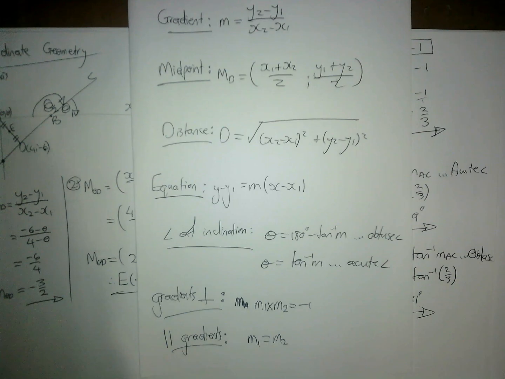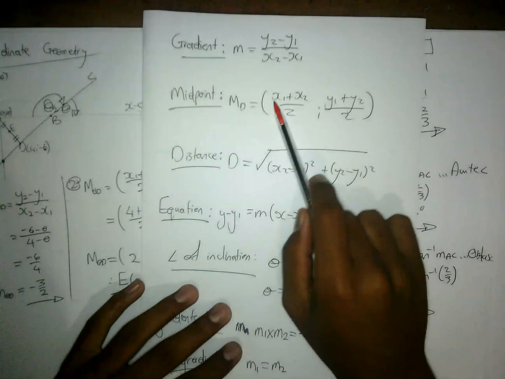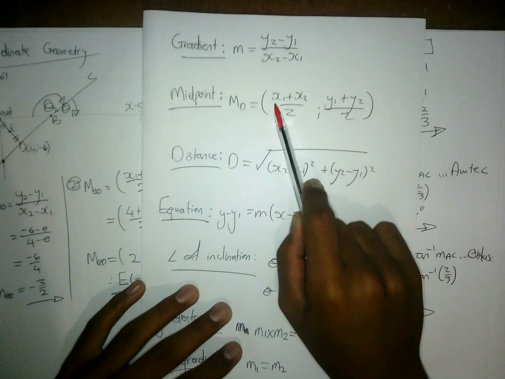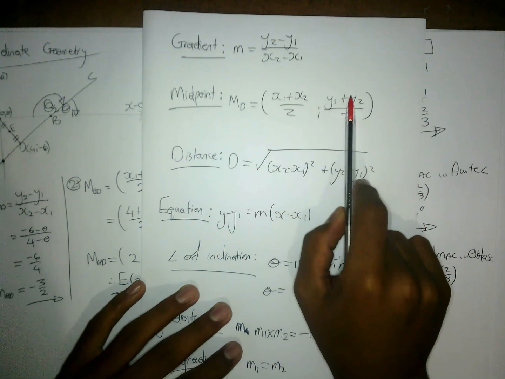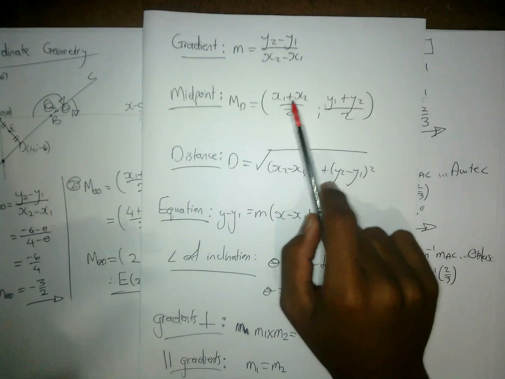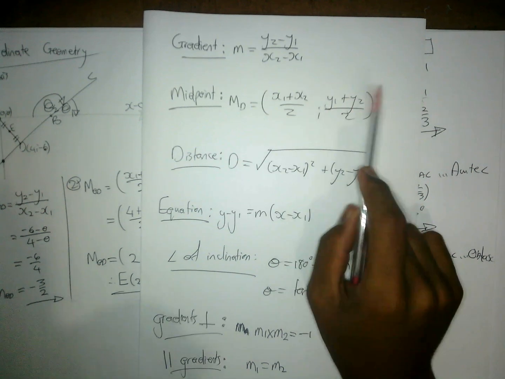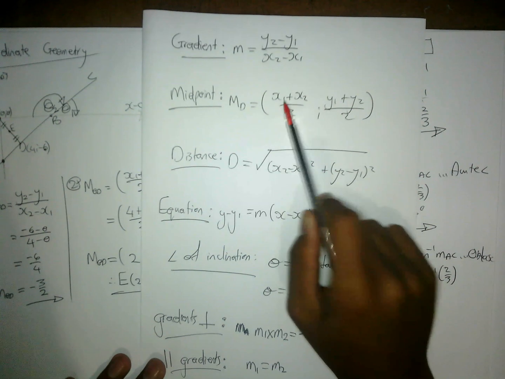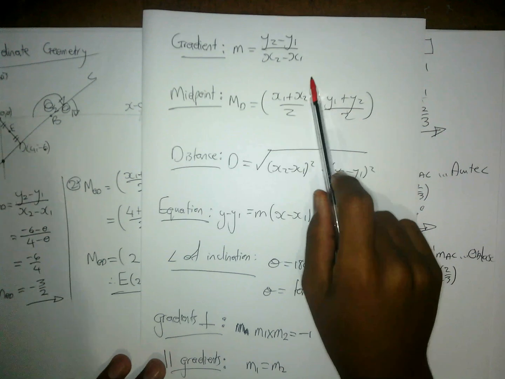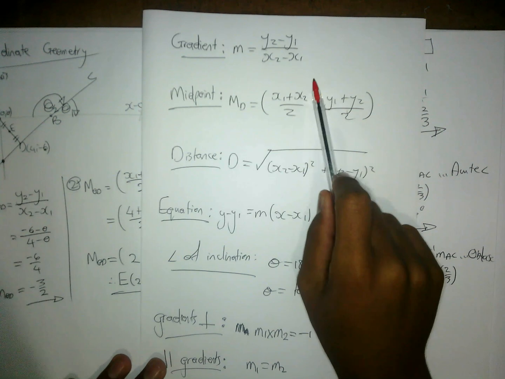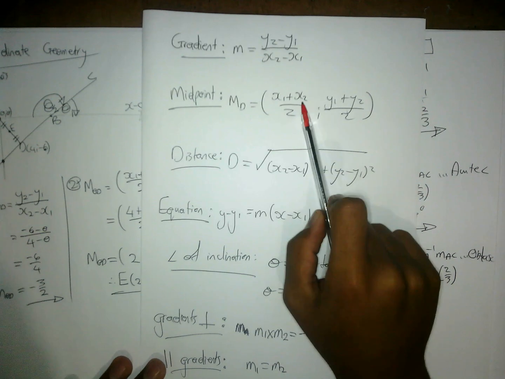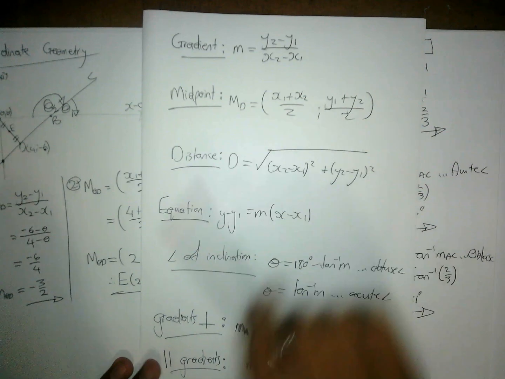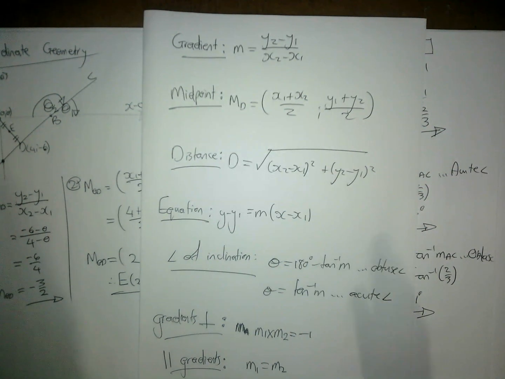And whichever coordinate you make your x1, the y value must correspond with it. Same with your x2 and your y2. You never mix the coordinates up. If x1 is from coordinate A, the y1 must also be from coordinate A. If x2 is from coordinate B, y2 must also be from coordinate B. Always like that.